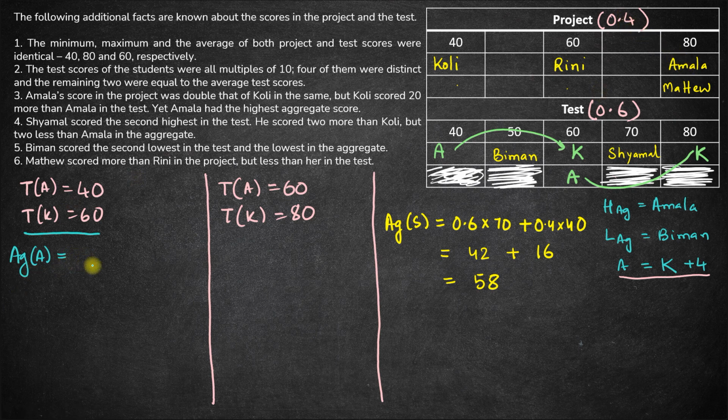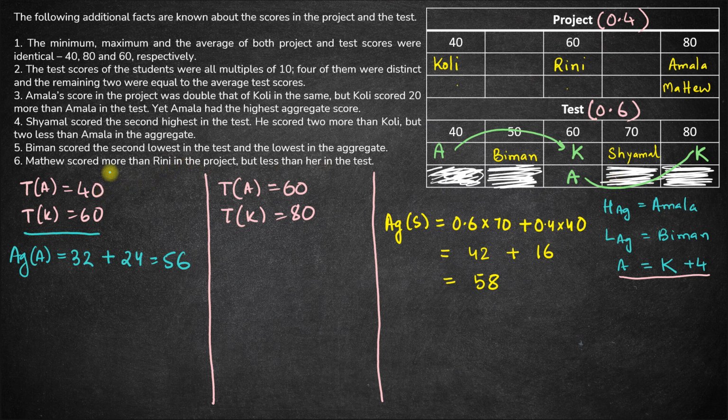So you get 32 contribution from project, and from test she gets 40 marks. 40 into 0.4 is 24. We are considering the case when Amala gets 40 here. So this becomes 56. Now in this case, Amala's aggregate is 56, which is less than the least possible aggregate of Shyamal. Is it possible? No. Amala has to have the highest aggregate possible.